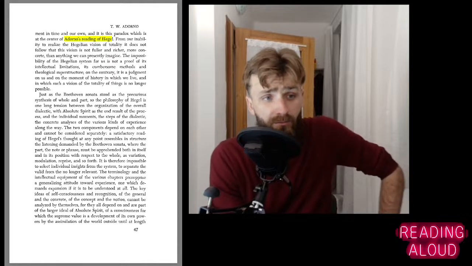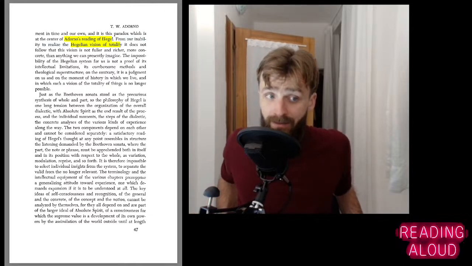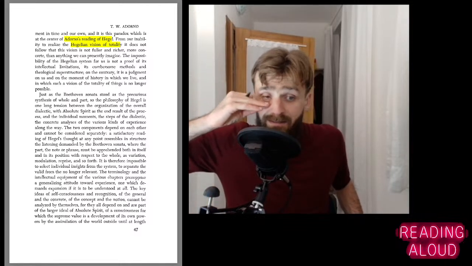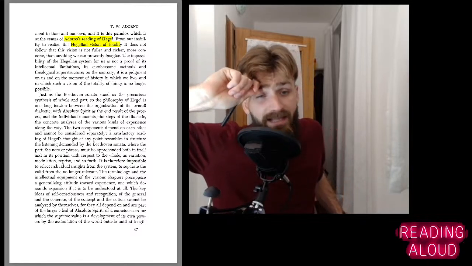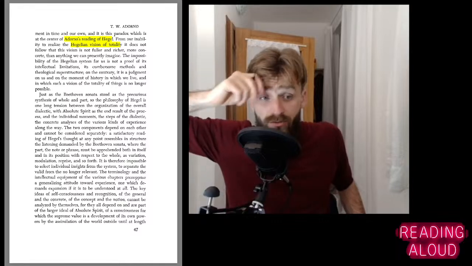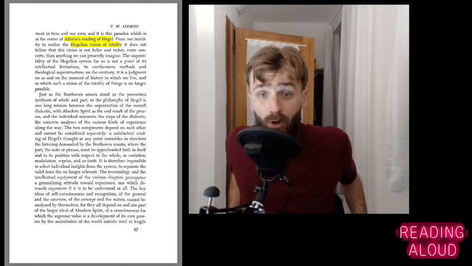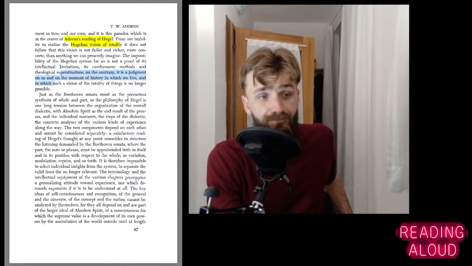From our inability to realize the Hegelian vision of totality, it does not follow that this vision is not fuller and richer, more concrete than anything we can presently imagine. The impossibility of the Hegelian system for us is not a proof of its intellectual limitations, its cumbersome methods and theological superstructure. On the contrary, it is a judgment on us and on the moment in which we live, and in which such a vision of the totality of things is no longer possible.